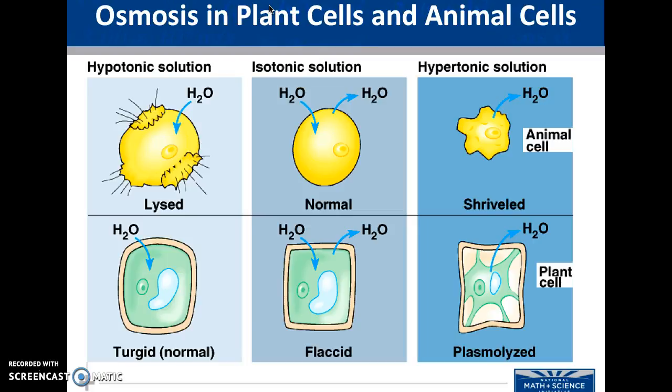In an isotonic solution, there's the same amount of salt or solute in and out of the cell. So water is moving in and out of the cell at the same rate. It will be slightly flaccid. The cell walls will not be tense. In a hypertonic solution, there is more salt outside of the cells, and so water is going to rush outside of the cells. The cell will become plasmolyzed or shriveled.